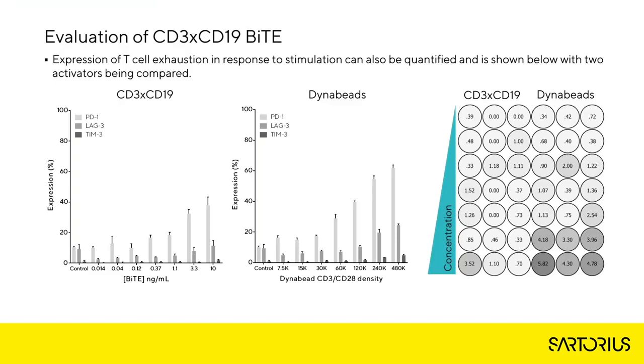TIM3 expression is relatively low across all treatment types and highlights the temporal nature of these exhaustion markers, whereby PD-1 is expressed shortly after activation, followed by LAG3, and finally TIM3 after high levels of stimulation to the same antigen. When looking overall at the levels of exhaustion markers, one might assume that because the exhaustion levels are higher in the Dynabead wells, that more killing will have occurred here.